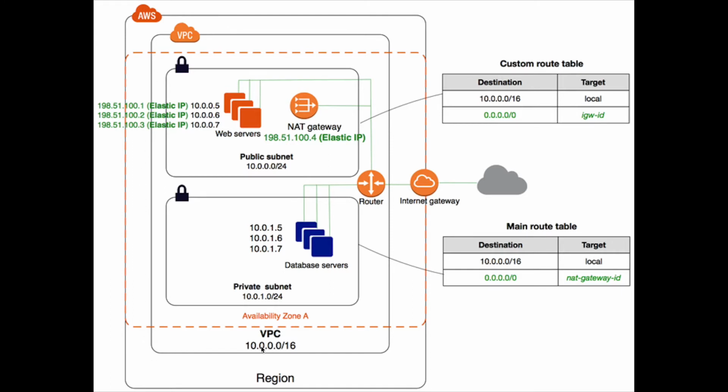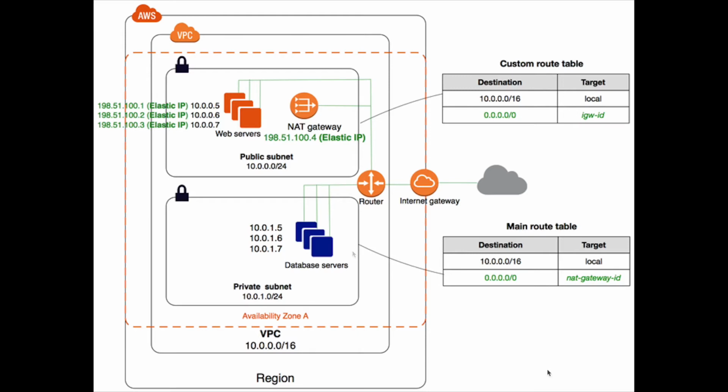Basically it consists of this subnet mask, 10.0.0.0/16, and in that VPC I have two subnets. One is public subnet and one is private subnet. Okay, so public subnet consists of 10.0.0.0/24 and private subnet consists of 10.0.1.0/24. So why are database servers stored in private subnet and web servers in public subnet?